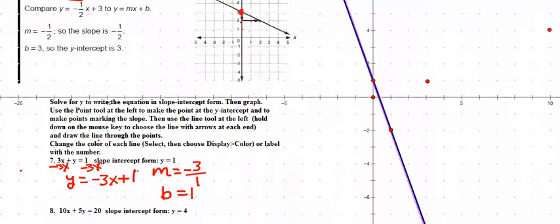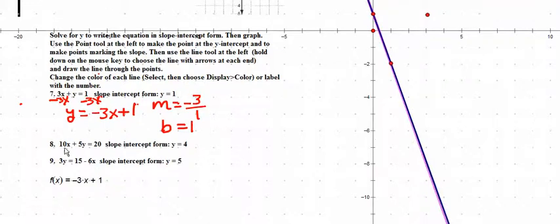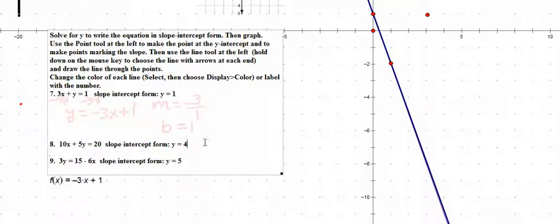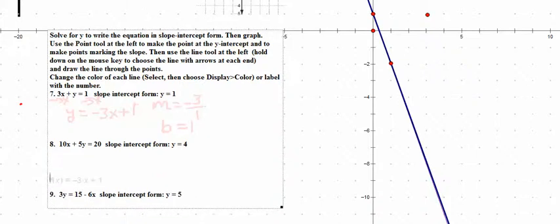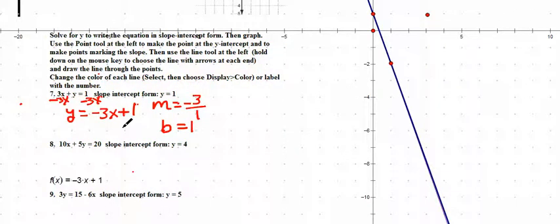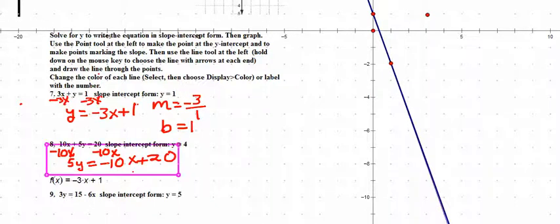So for the next one, number 8, 10x plus 5y equals 20. The first thing again to do is to solve this for y. Let me see if I can get a few more lines in here. I'll help you solve this one for y and then you can do the last one. So I need to get rid of the 10x by subtracting 10x from both sides. And again, I can't take it away from 20 because they're not like terms. So I just write 5y equals negative 10x plus 20.